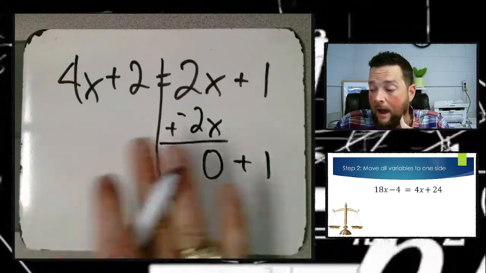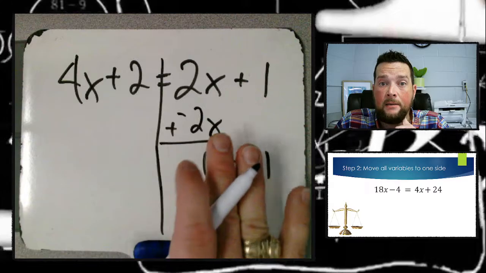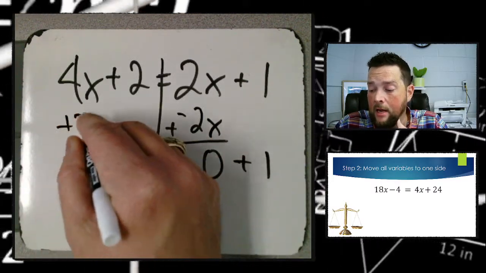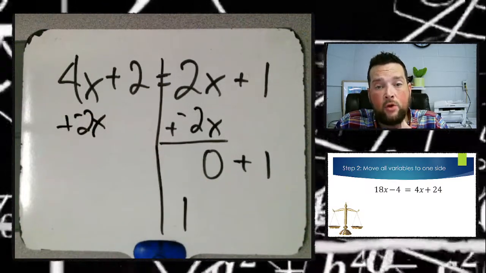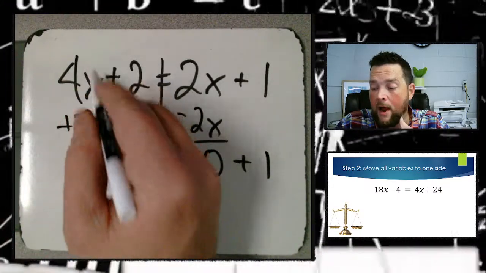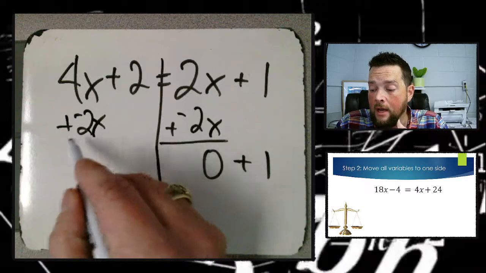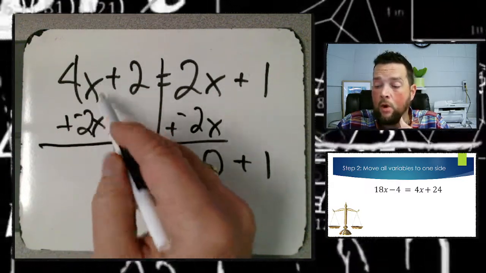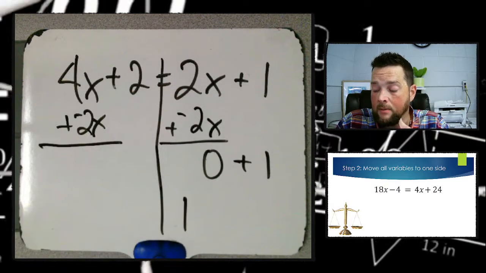Well, now I've done some work to this side, all right, which means I need to do the same exact thing to the other side. So I'm going to add negative 2x to this side. And notice I put it right underneath my other x's right here, because that's ultimately what we're working with. We're working with the x's, so we need to work with the like terms. So I'm going to work with the x's up there as well.